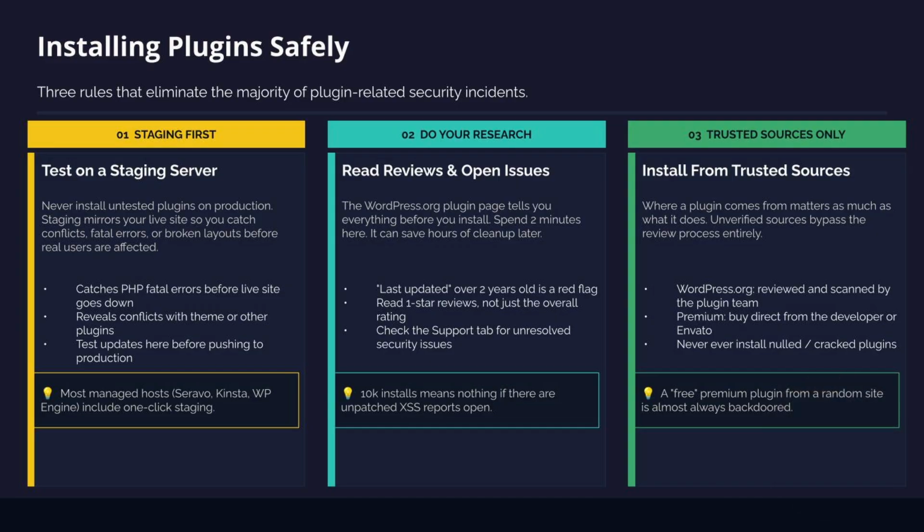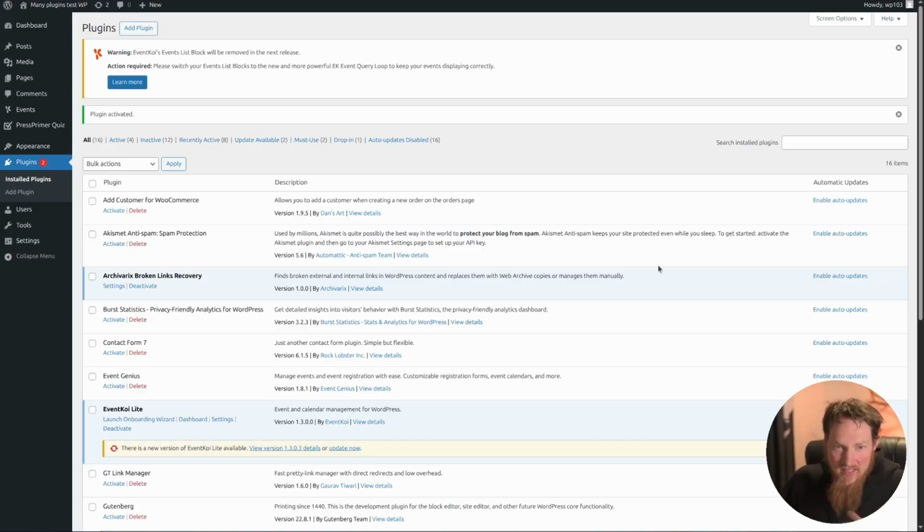And number 3, only trusted sources. Install the plugins either from the repository on WordPress.org or directly from the vendor of the premium plugin. Never use some nulled or cracked plugins. They have guaranteed some malicious code or backdoor in them. Now you're up to speed, so let's go to number 2, the manual installation via zip file.